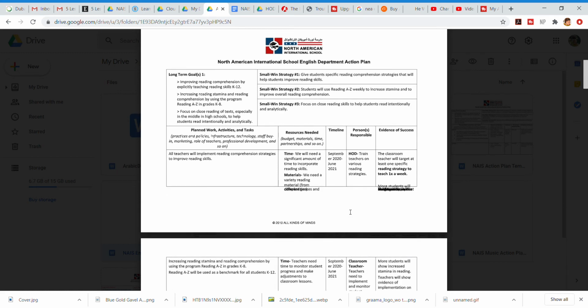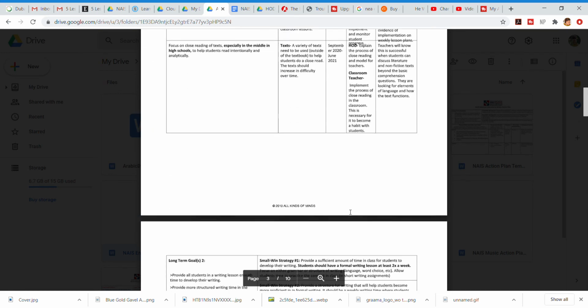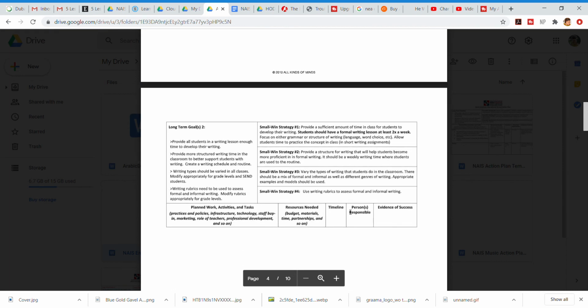I am concerned because what do I not see as a first position? If you said the writing goals, you are right. But I'm going to look and see if it's going to be hopefully in the action plan. Long-term goal 2. Yes, we are focused on writing, providing all students writing lessons enough time to develop their writing. Very good. Provide more structured writing time in the classroom to better support students with writing. Create a writing schedule and routine, that consistency. So we hit time, consistency.